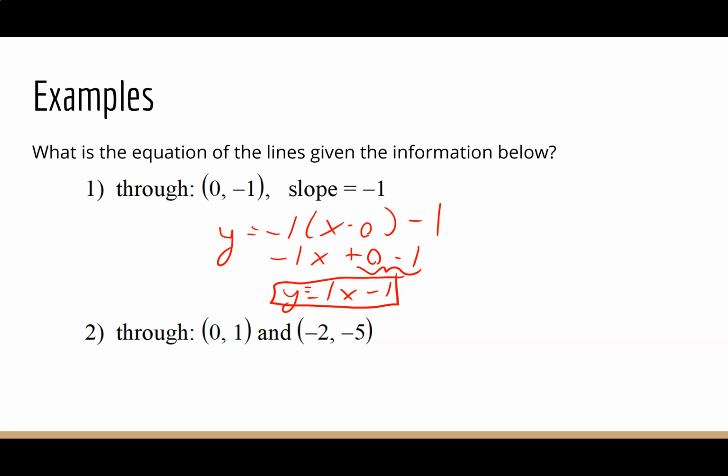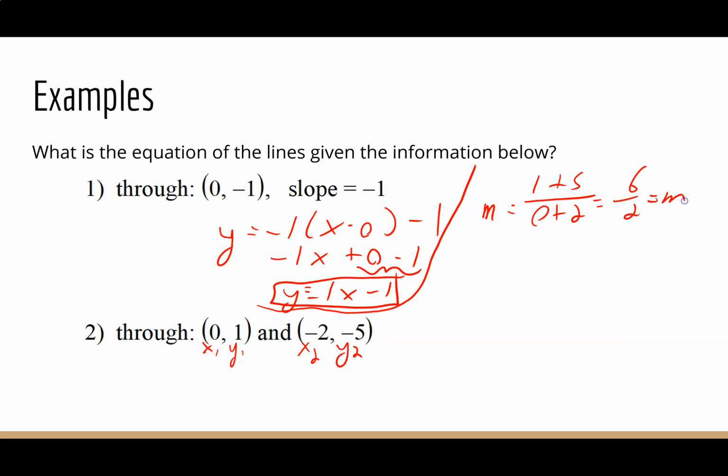Some of them, the only difference is maybe you have to find the slope first, like number 2, through the points (0, 1) and (-2, -5). So first thing I need is the slope formula. It doesn't really matter which one you make point 1 or point 2. I'm just going to say x1, y1, x2, y2. So on top it's going to be 1 minus -5, so 1 plus 5. Remember I said that the minus sign is going to flip the signs when you plug in. So instead of -5, it's +5, double negative. On the bottom, 0 plus 2. So I get 6/2. My slope is 3.